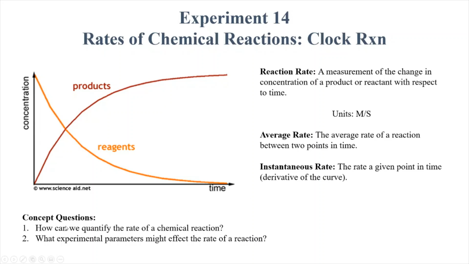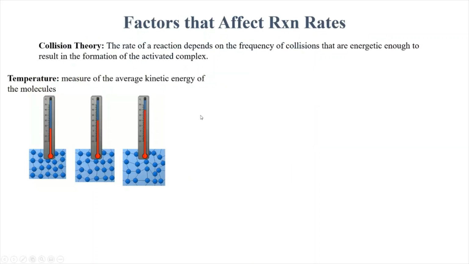So now the next question in terms of concepts is what experimental parameters might affect the rate of a reaction? How can we speed up or slow down a reaction in time? And what we have to remember is that reaction rates depend on what we call collision theory.